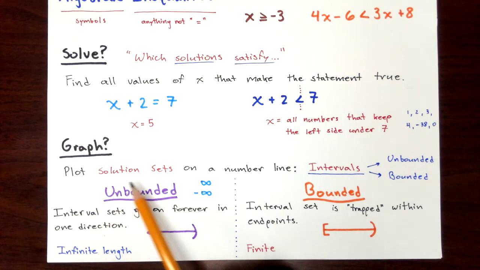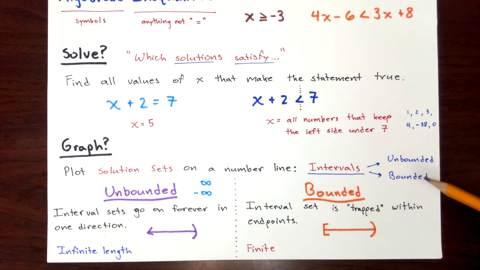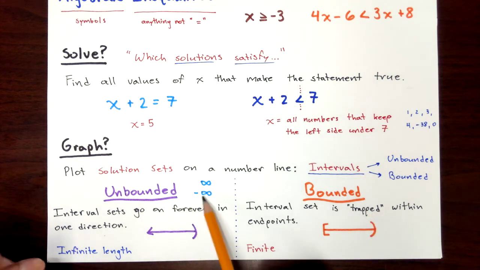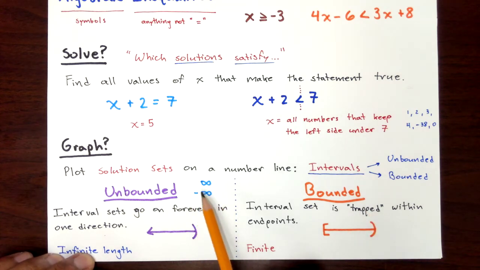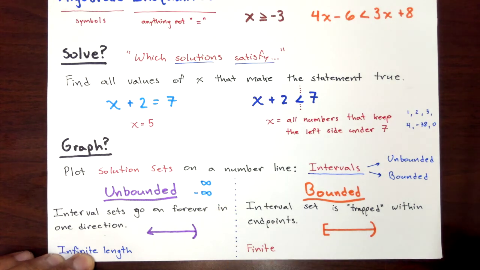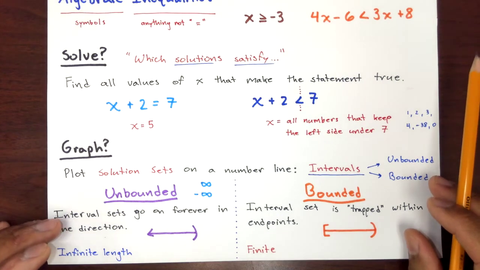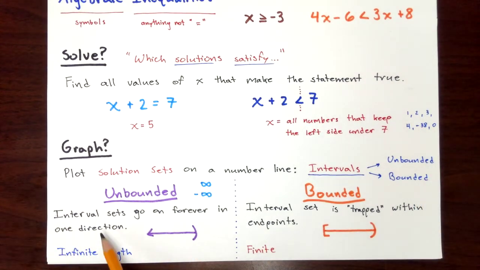So when we're plotting solution sets on the number line, we said they could be bounded or unbounded. Now you can use parentheses or brackets in both unbounded and bounded intervals. The difference between unbounded and bounded is that you're going to be using these things right here: infinity and negative infinity. That little sideways eight stands for infinity. Now, what does that mean? That means that your interval is going to go on forever in one direction.